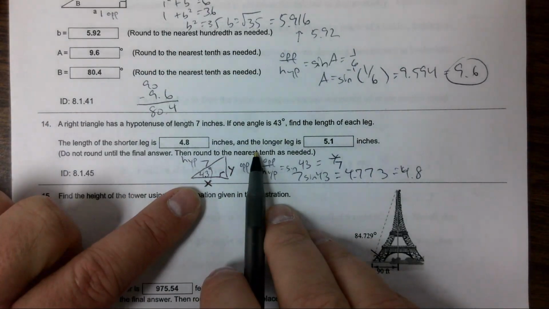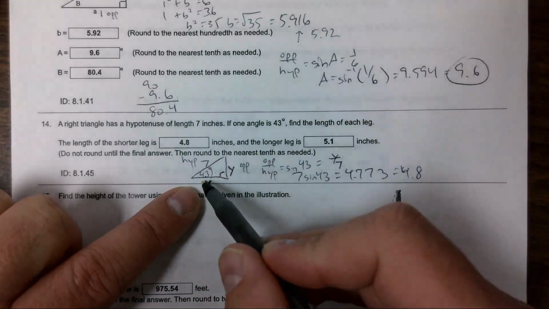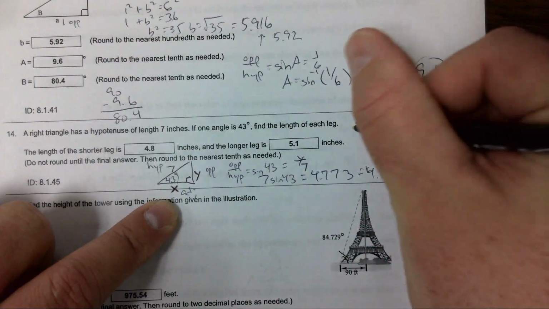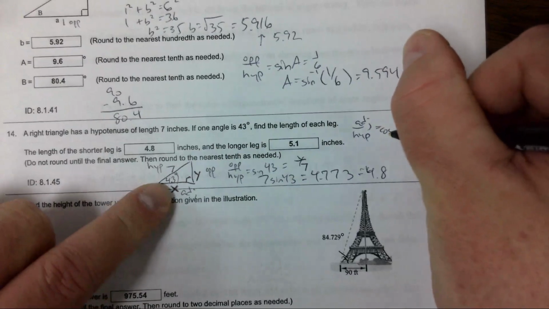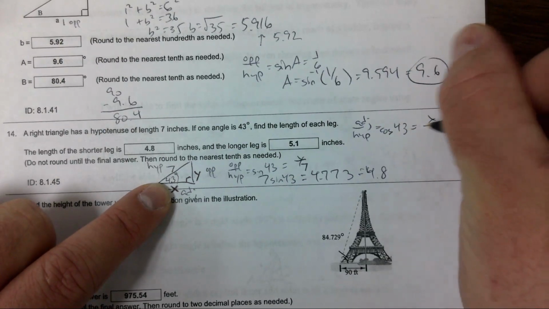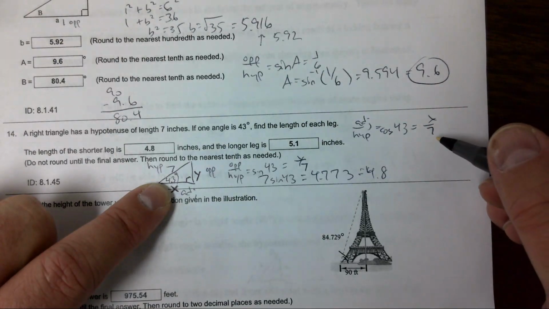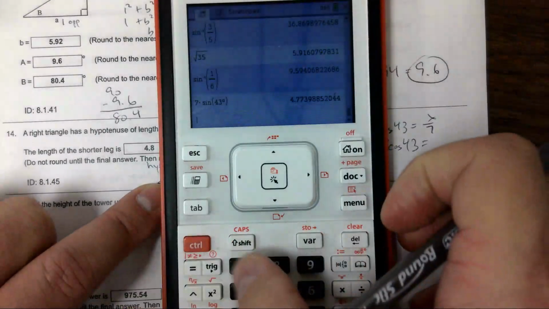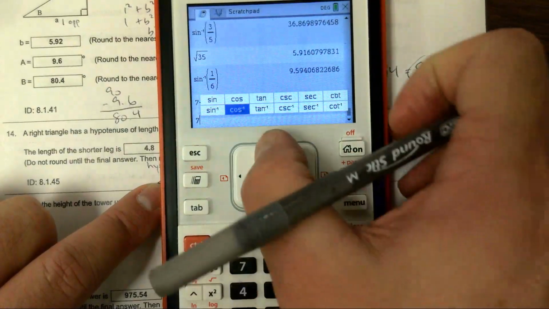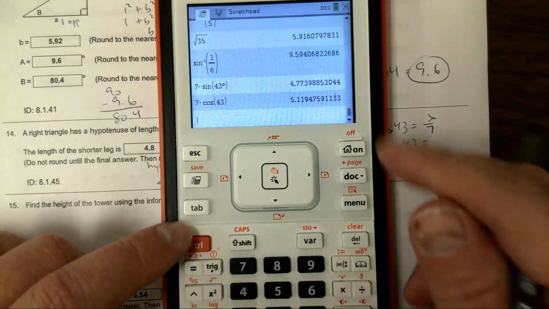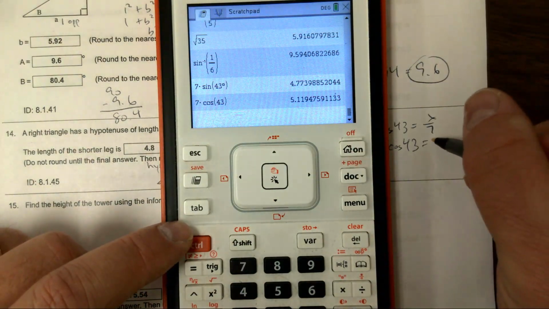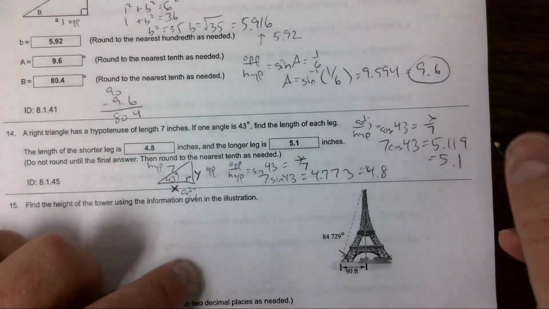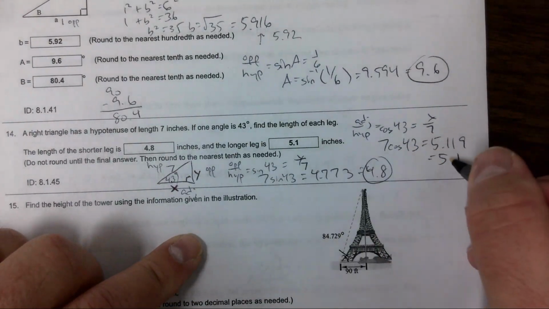Now for the other one, what I would recommend is doing adjacent over hypotenuse, so that'd be cosine. So cosine 43 equals x over 7. Again, if the number's in the denominator, then you just say 7 cosine 43. Get your answer. 7 cosine 43. So I get 5.119. So we just put 5.1. Now, those are your 2 answers.